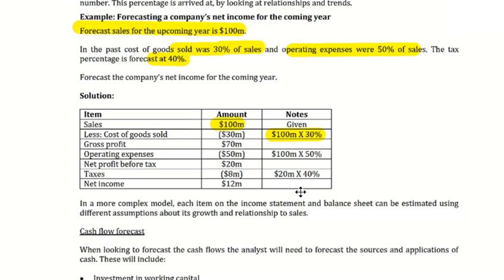Cost of goods is 30% of revenue. Operating expenses 50% of revenue, giving me 30 million and 50 million respectively. Net profit before tax is 20 million. Taxes is 40% of that, 8 million. And I project myself a $12 million profit for the year.